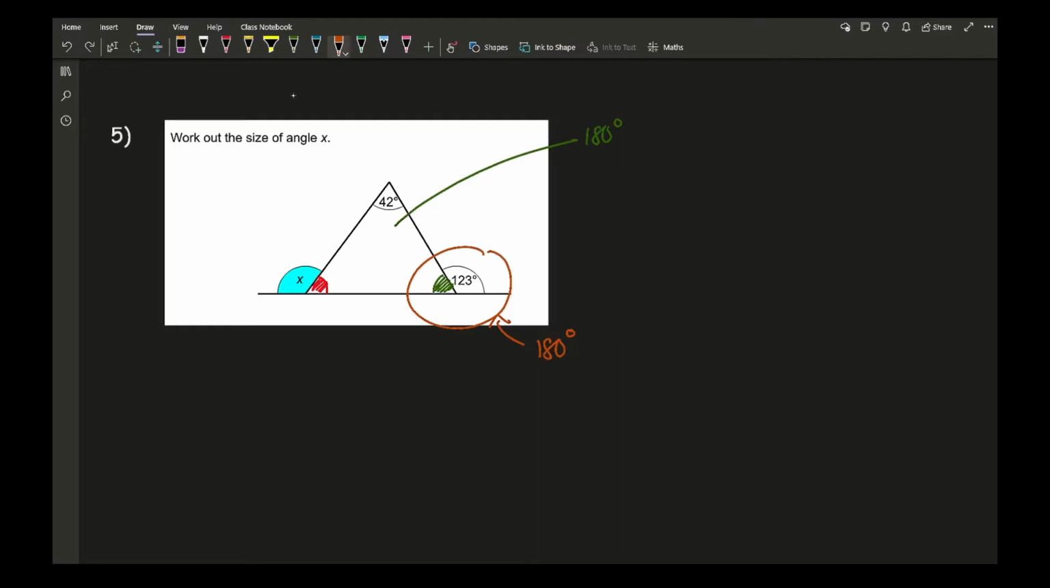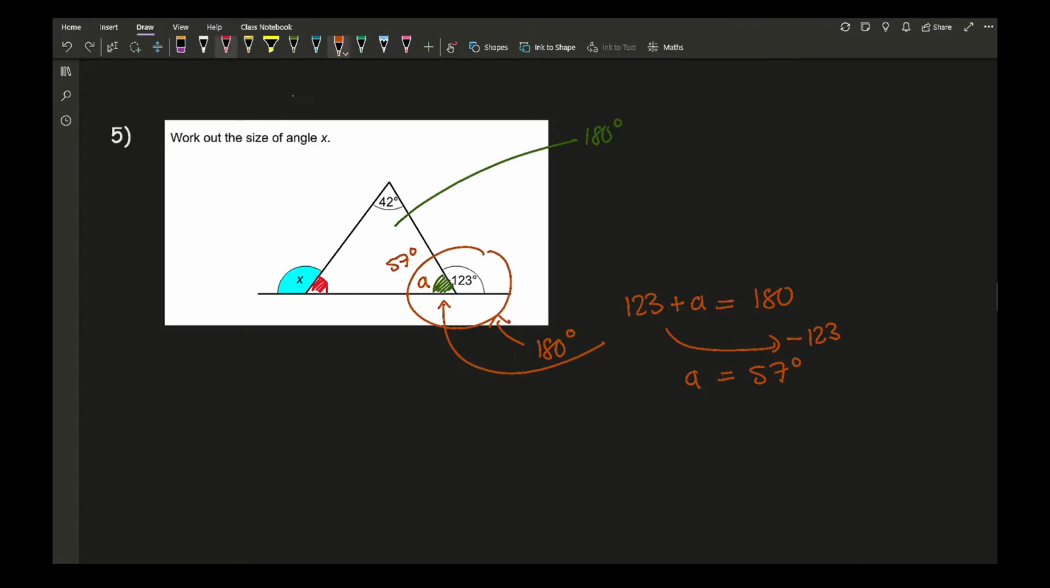So the first thing we need to do is find out what this green angle is. So working out what this angle here is, it's going to be 123 plus, now if I just call this A, equals 180. Now again, the opposite of adding 123 is to take away 123. So A equals 57 degrees. So this angle here is 57.